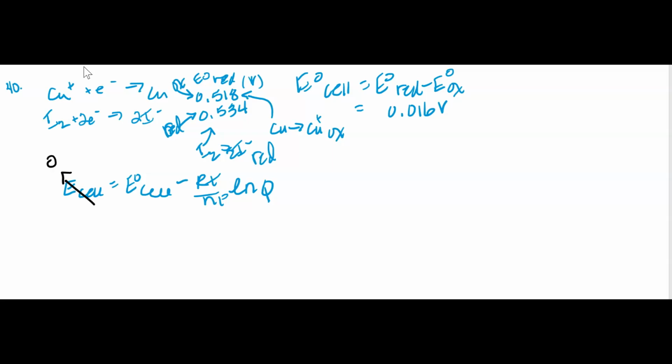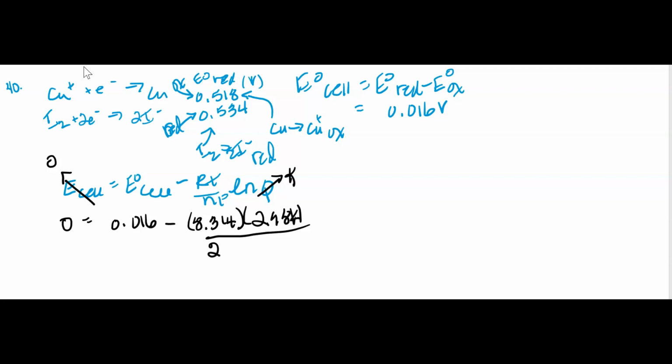So E cell will be 0 and K equals Q. So you've got 0 equals 0.016 minus 8.314. Forgive me for being brief here. I'm not using units. Oh, I did for temperature, I guess.